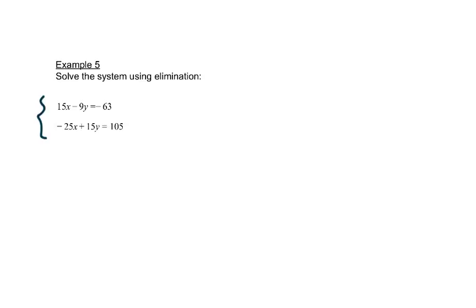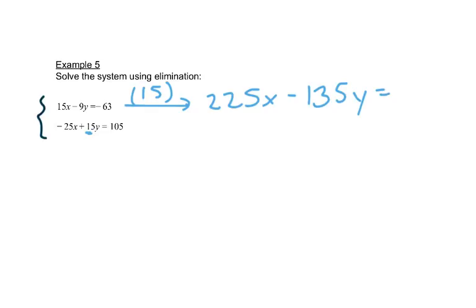If we do that, we can multiply the top equation by 15 because that's the number that's in front of the other y. So we would take 15 times 15 to get 225x. 9 times 15 would give us minus 135y. And negative 63 times 15 gives us a negative 945.